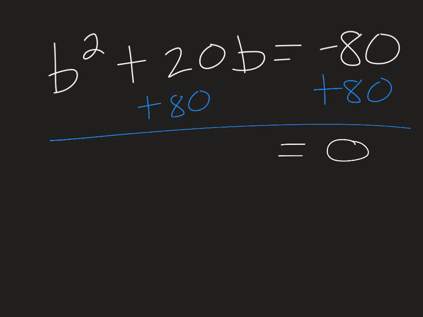And be careful to make sure that you write the 3 terms on the left-hand side in the correct order, that you're going to do b to the second plus 20b plus 80. So the first step was that we just needed to get it in the correct format so that now we can solve it using the quadratic formula.